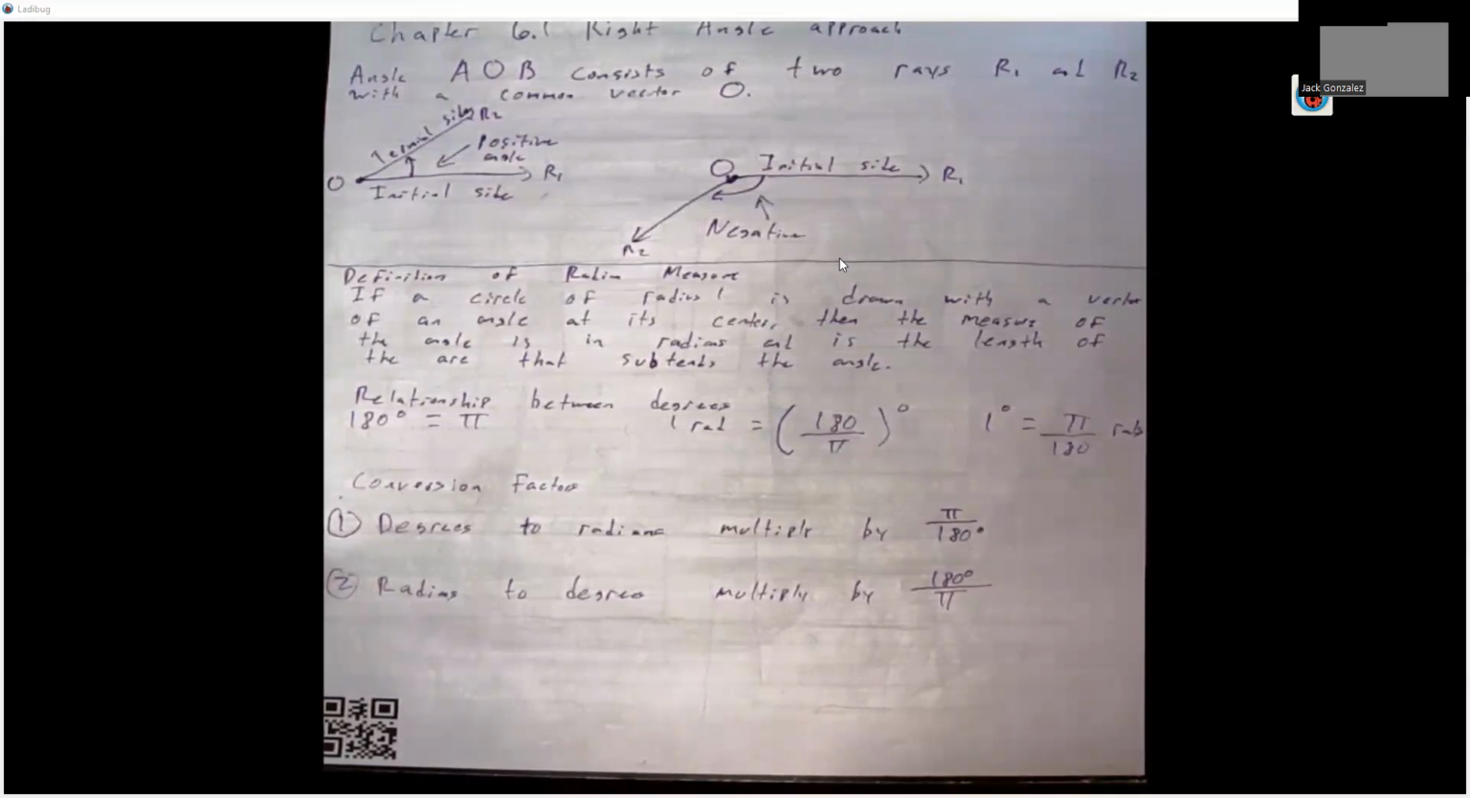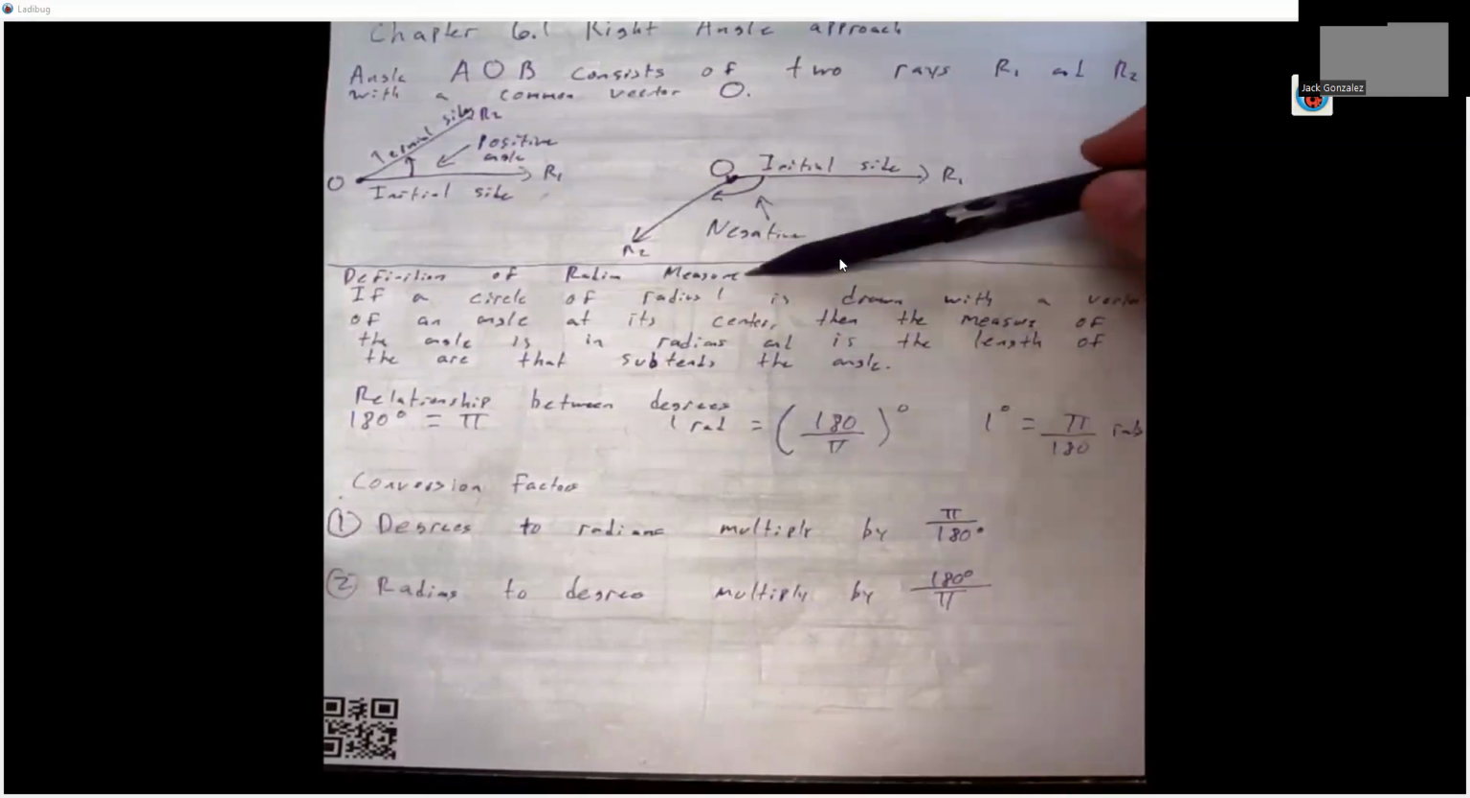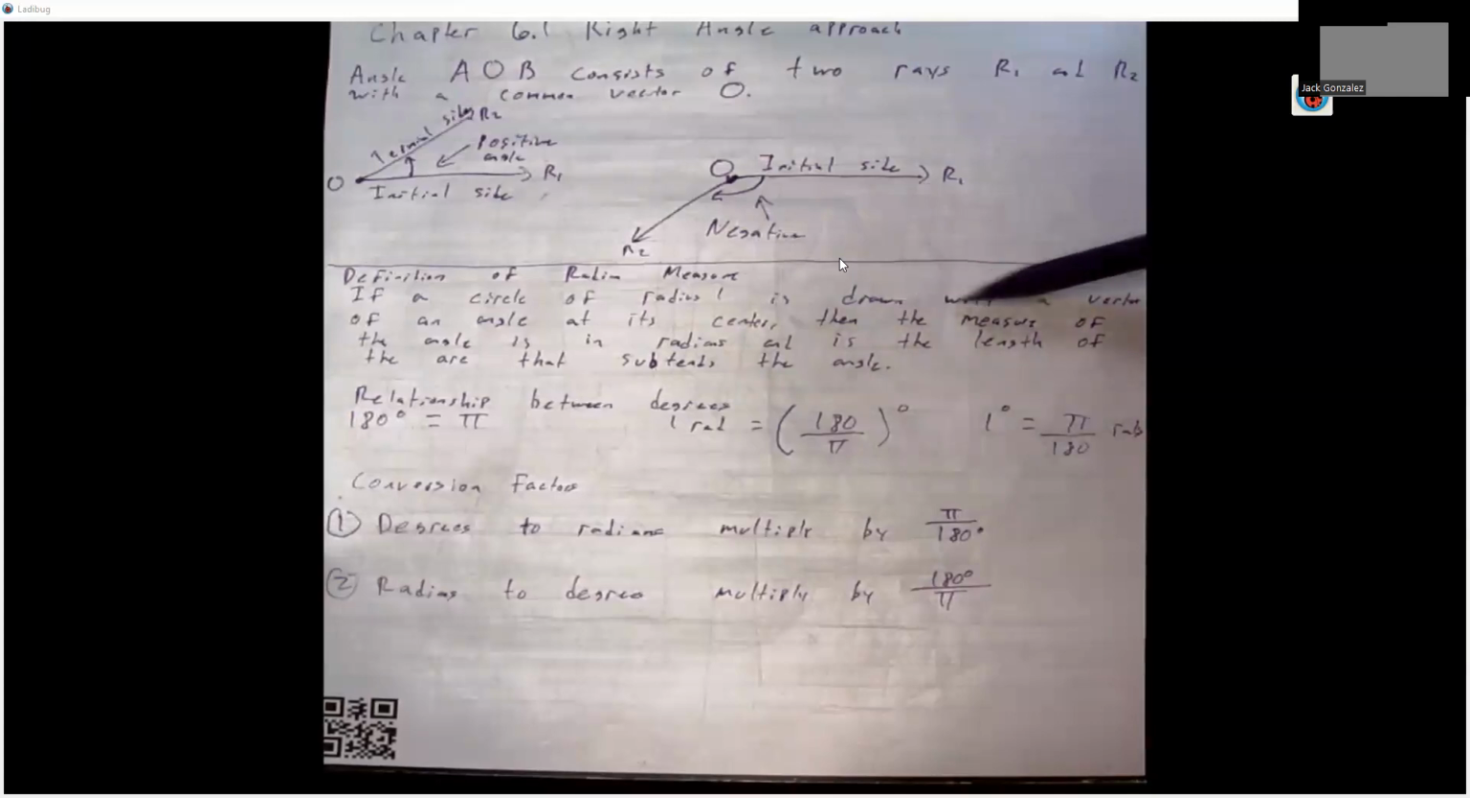And I'll wait a bit to turn the page. Any questions on this page or something you can't read carefully? Yeah, I can read the part, definition of radian. Yeah, radian measure. Okay. Great. So if a circle of radius 1 is drawn with a vertex of an angle at its center, then the measure of the angle is in radians and is the length of the arc that subtends the angle. So subtend means sweeps across. It's a fancy word for sweep. So if you're creating an arc, you're subtending something.